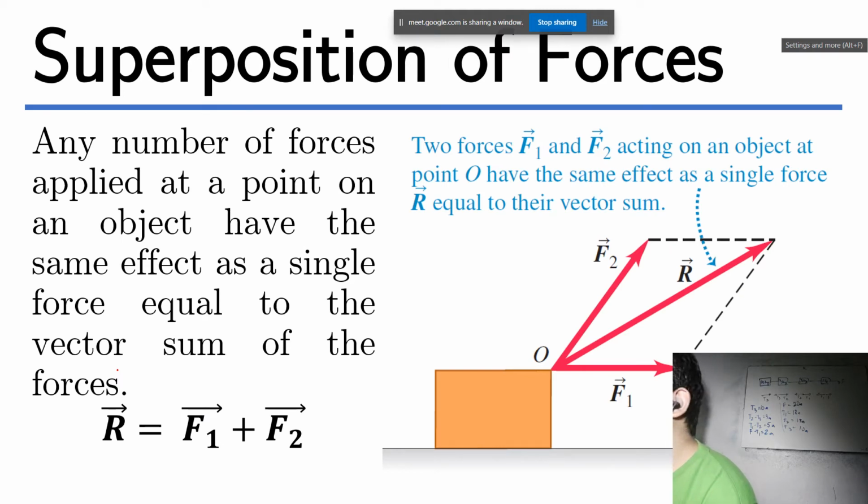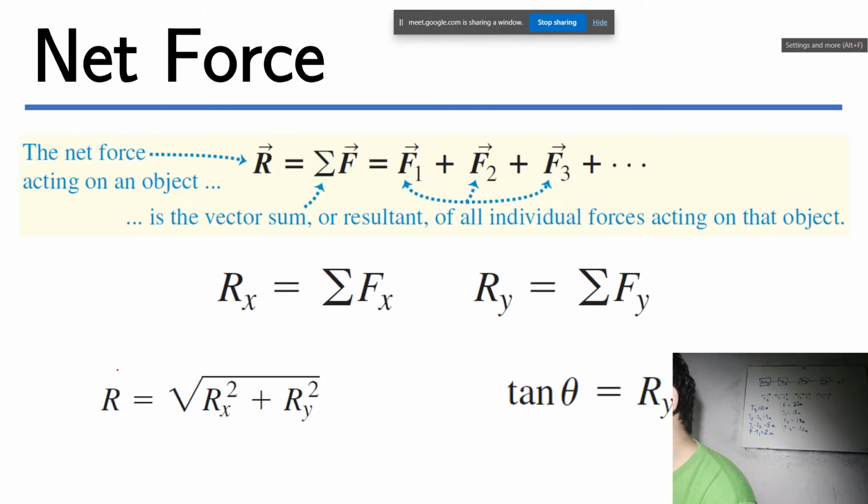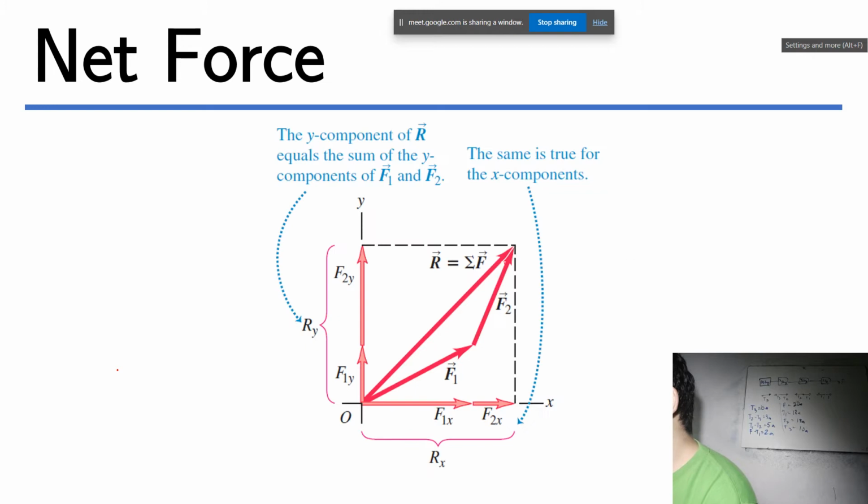Next is superposition of forces. Any number of forces applied at a point on an object have the same effect as a single force equal to the vector sum of the forces. So, sinasabi lang dito, pwedeng maging resultant vector ang force. No? Net force, ito siya, R equals square root of Rx squared plus Ry squared. So, get the x and y components, tapos get the square root, no? Katulad lang sa ginawa natin sa vectors dati. And tangent theta equals Ry over Rx for the direction.